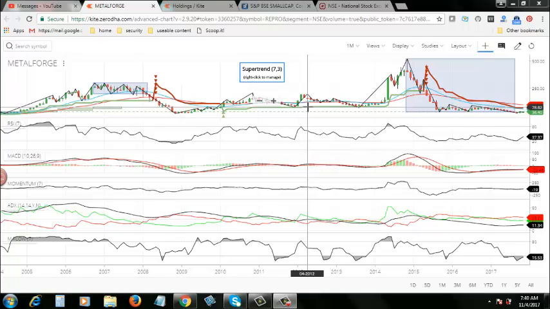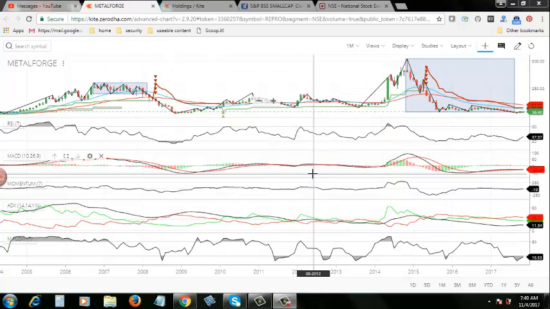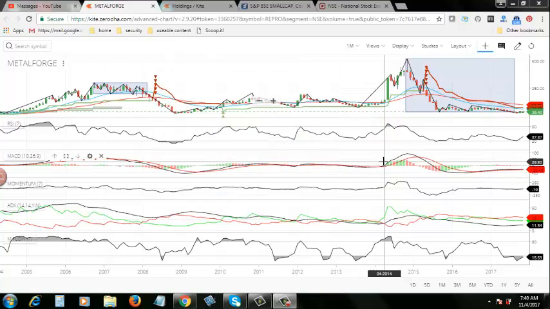So we will come to that later, I mean the technical indicator graph analysis and all. Right now we are discussing the price path pattern of this particular stock, MetalForge. There is one strong point that we need to consider here.